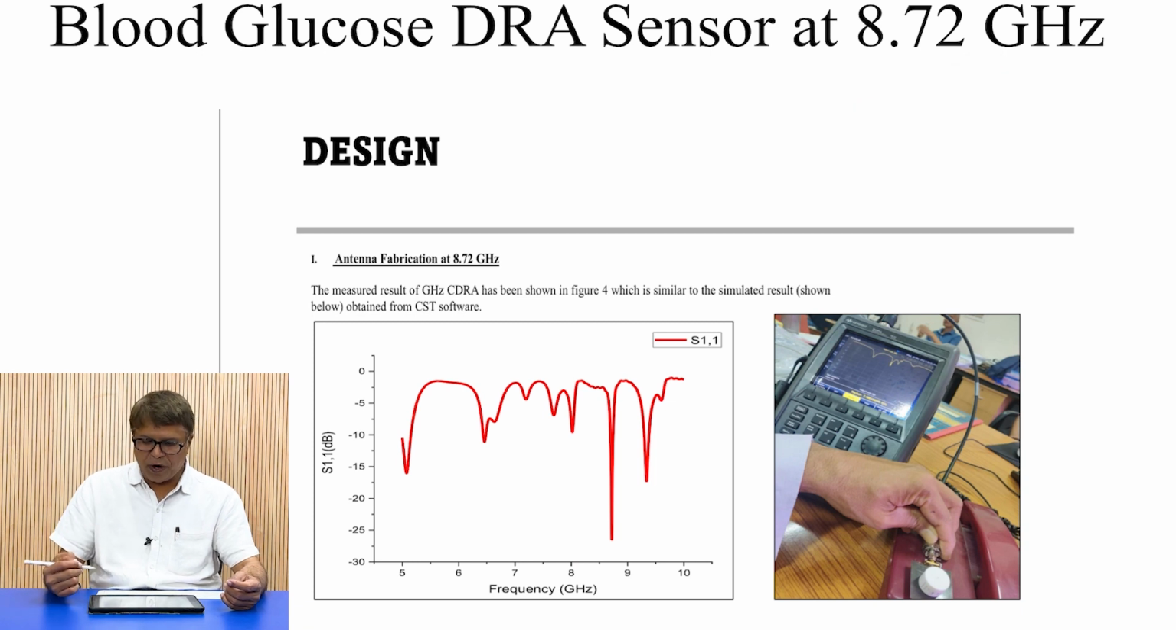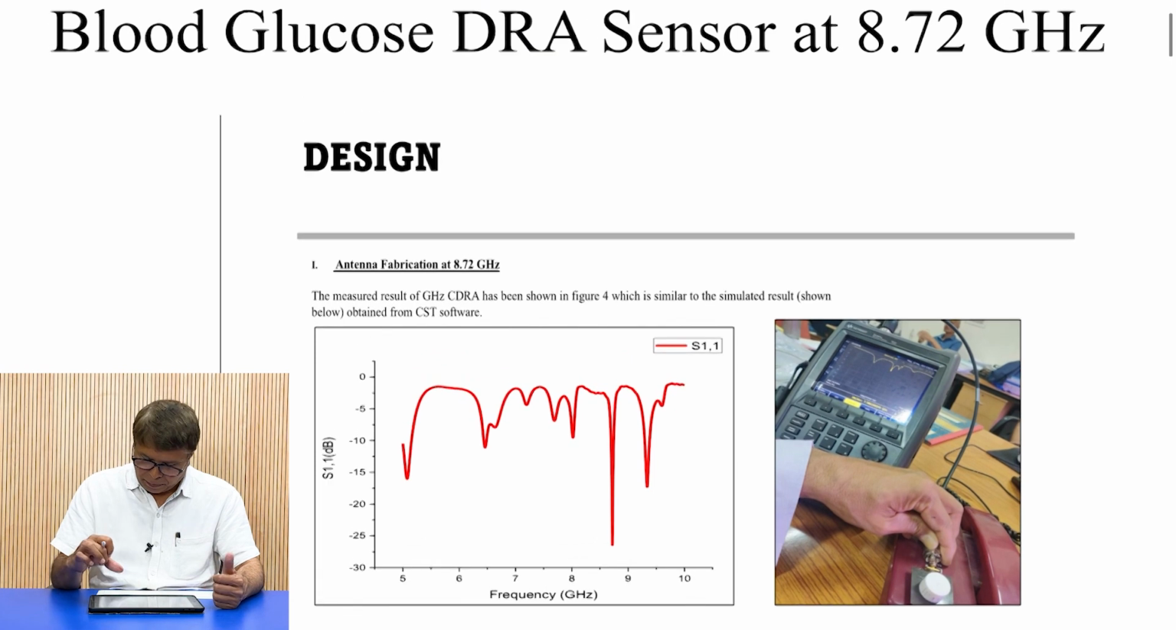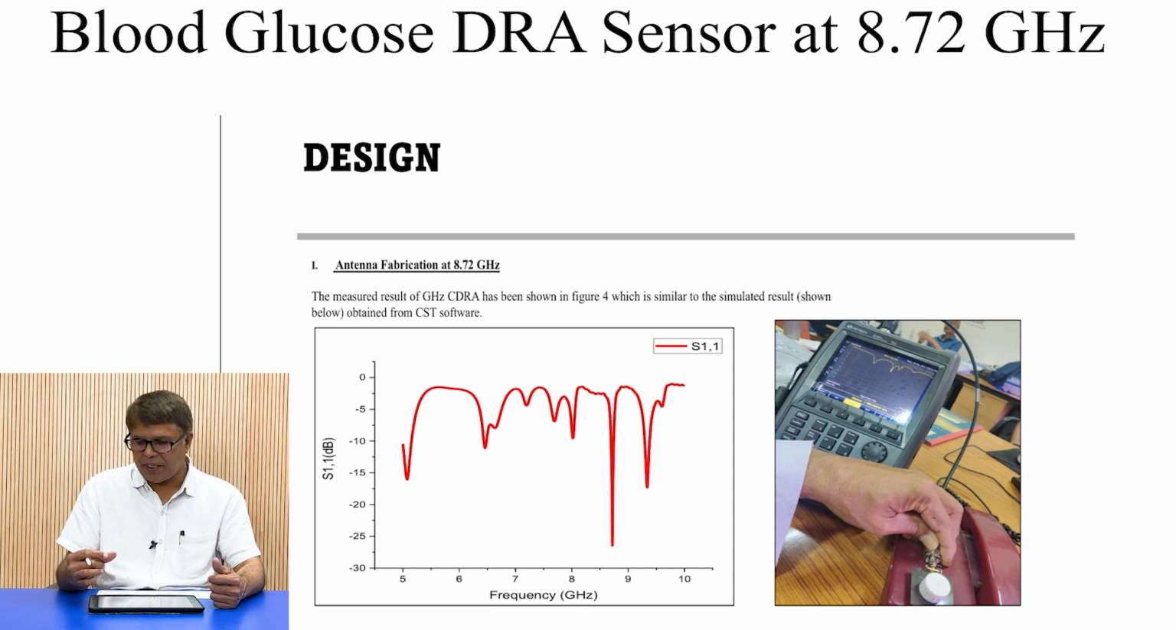So now we want to use this CDRA as a blood glucose sensor. Let us see how we can apply the CDRA for measuring the blood glucose level of a healthy or unhealthy person. How have we done it? We placed our thumb on the CDRA, and then we measured the shift in frequency depending on the permittivity of the thumb, or you can say blood level.